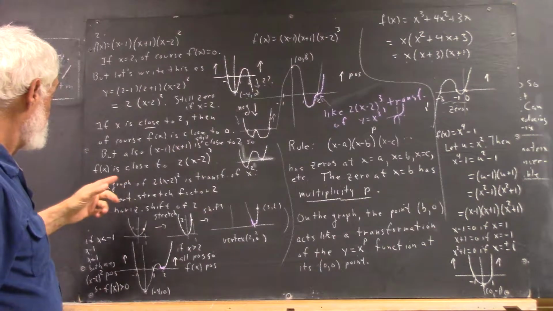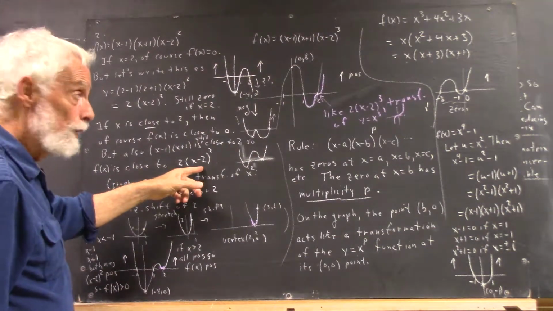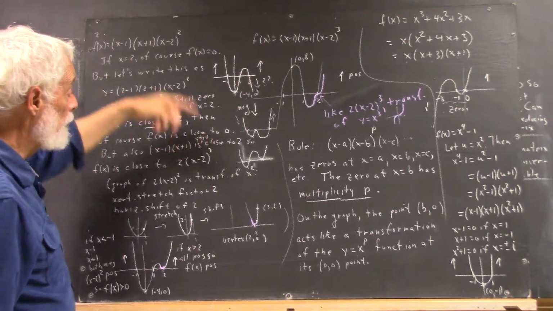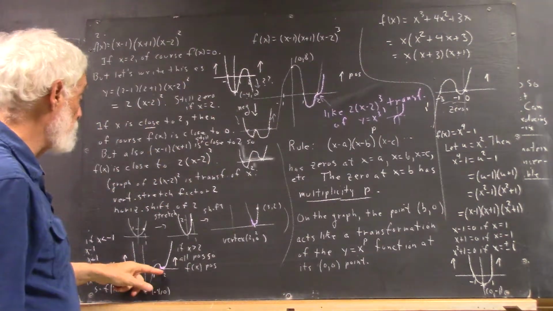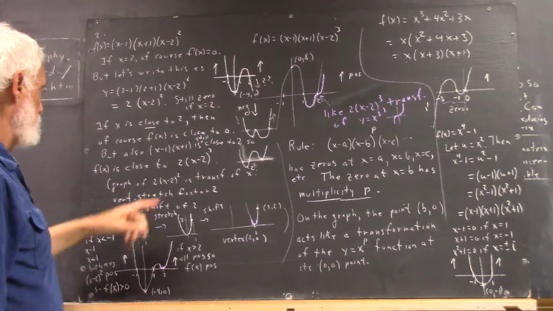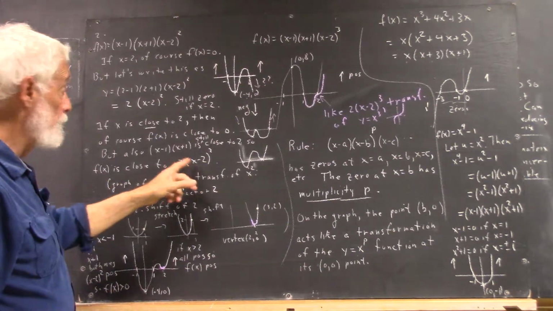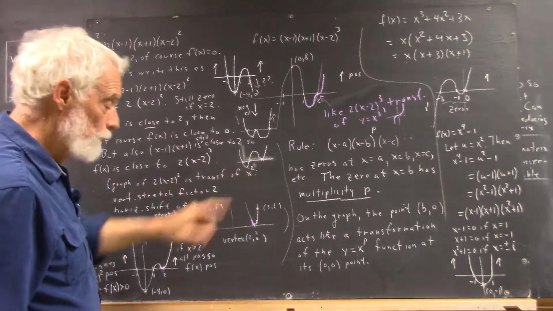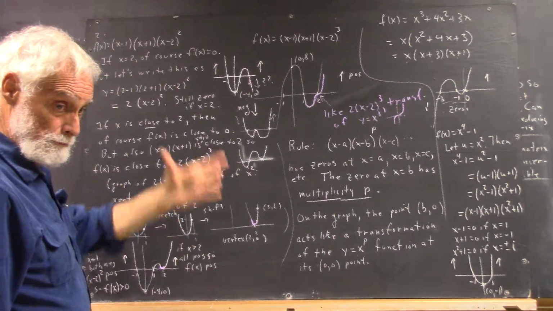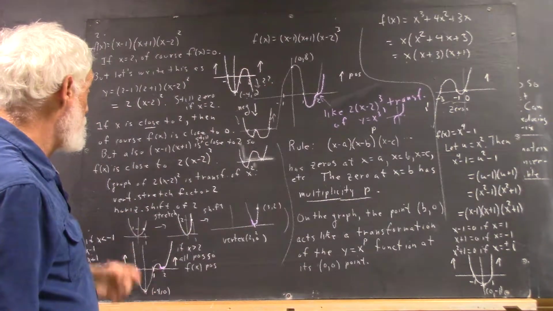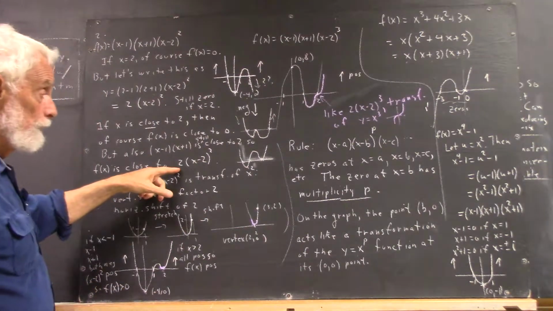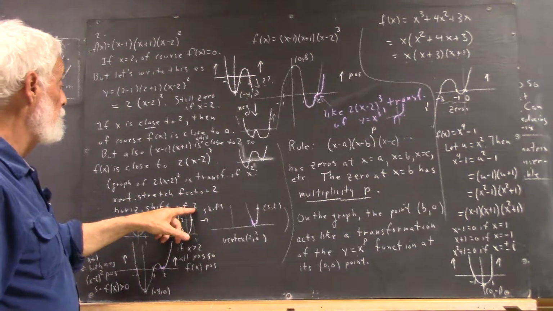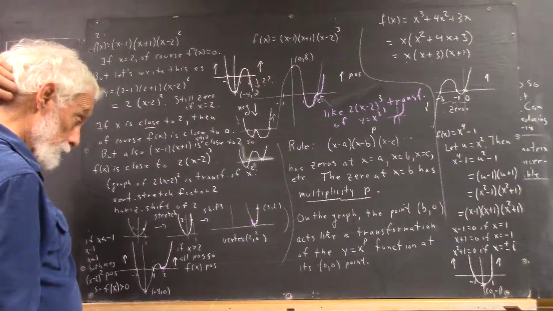Okay? So your function close to the point 2, 0, close to the point where x equals 2, and that is the point 2, 0 on the graph, this point, is close to this function. And what's this function? Well, this function is just the y equals x squared graph, vertically stretched by factor 2 and horizontally shifted 2 units. So, we can sketch that.